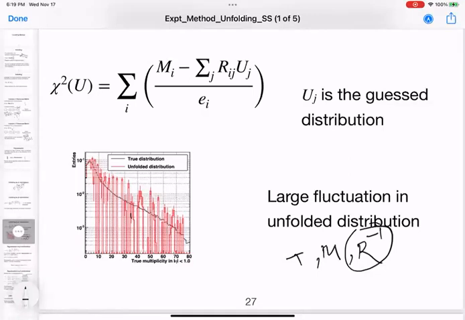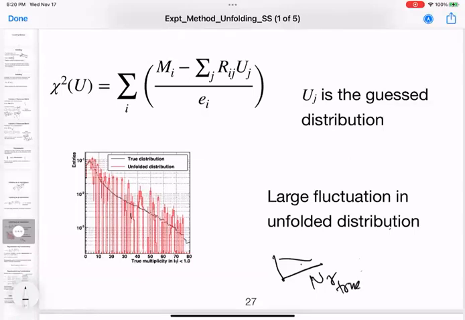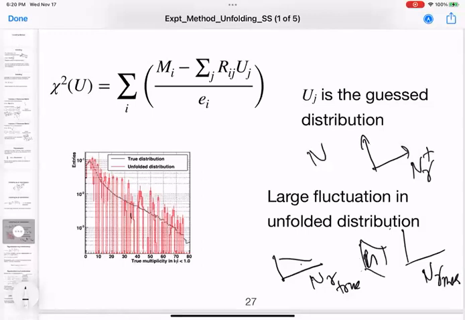So these things are done in simulation. For example, in ALICE, you generate a Pythia event, and in Pythia you get a photon multiplicity distribution, the N gamma true distribution. Then you pass it through your ALICE detector or your GEANT, and then you have another distribution that is called N gamma measured or N gamma detected.